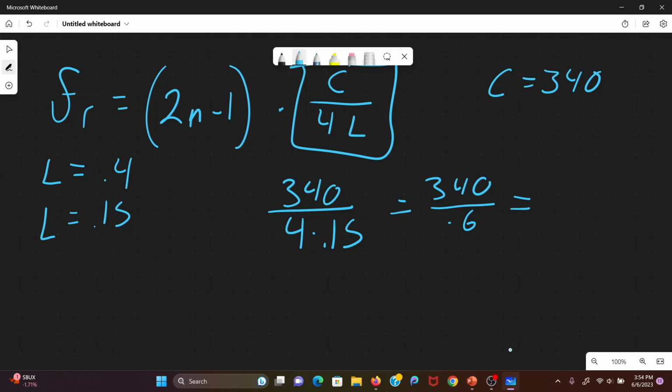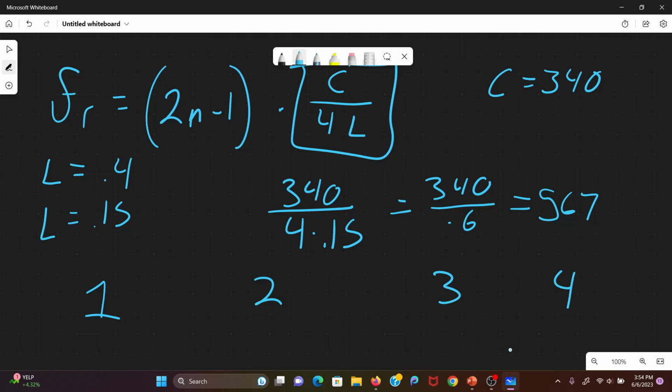is 566.67. Oh, let's just do 567. Okay, that's our base frequency there, our fundamental frequency. So now we've got 1, 2, 3, and 4 harmonics that we're going to compute.